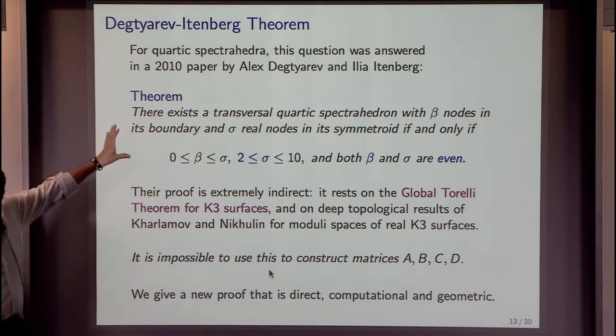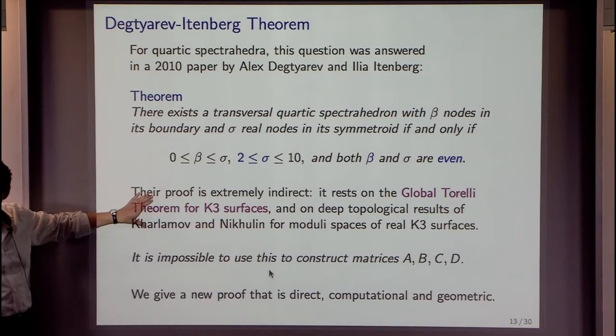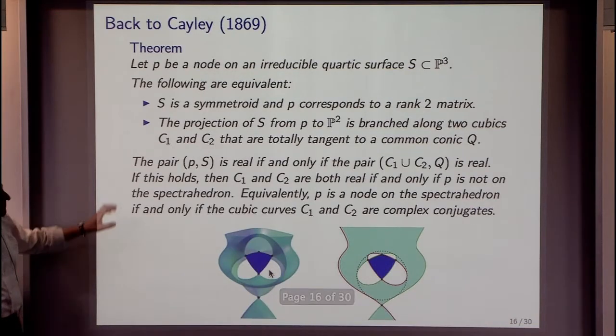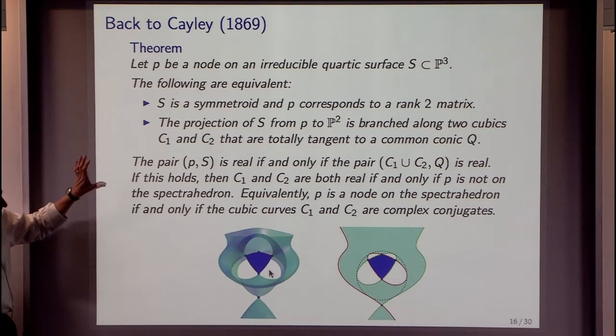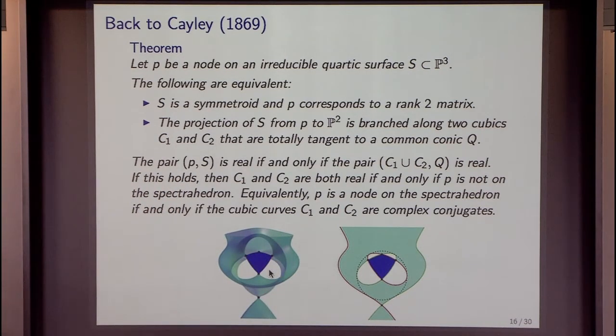And there are two proofs. This is very, very heavy machinery, and this is much easier 19th century machinery. So we have a new proof that's based on the projections into the plane. So this parity condition on beta and sigma comes out of this Cayley theorem? That is correct. That comes out of the proof.